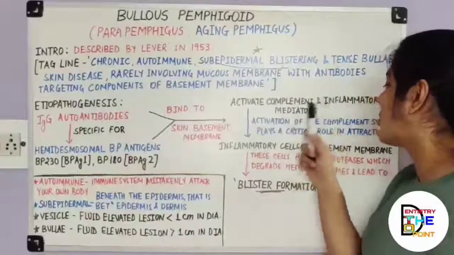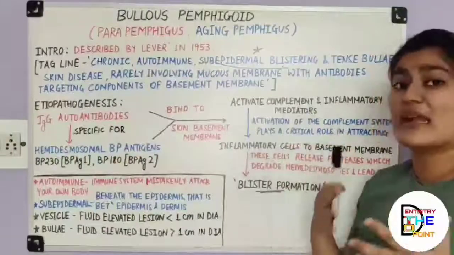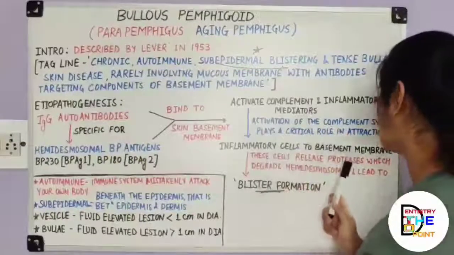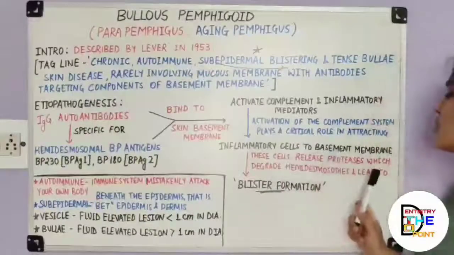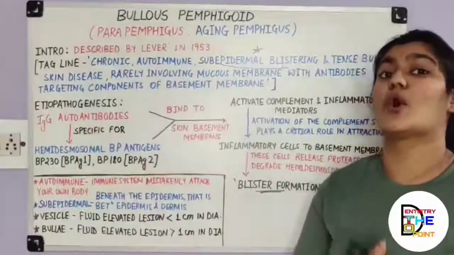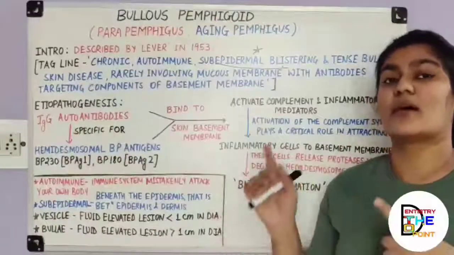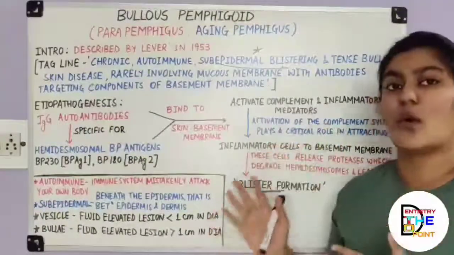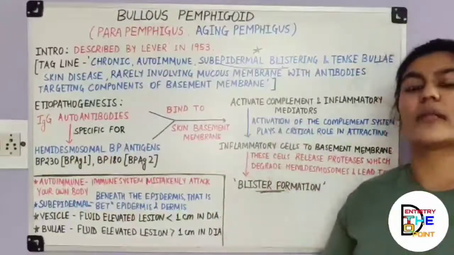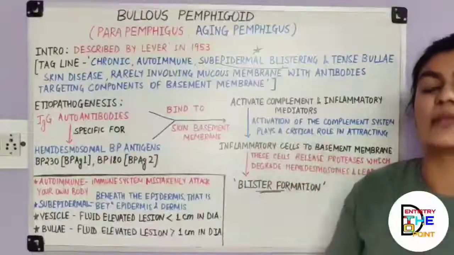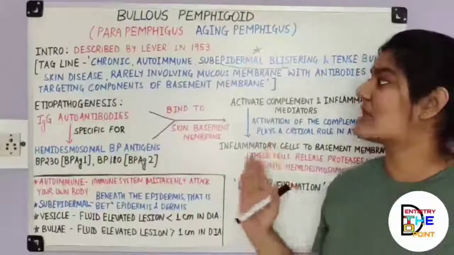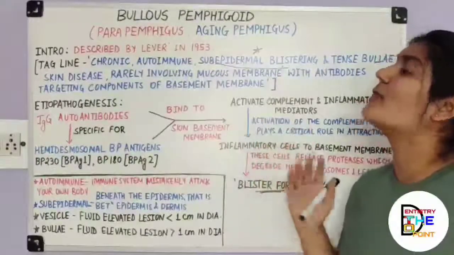The activation of the complement and the mediators plays a critical role in attracting inflammatory cells to the basement membrane, and these cells release proteases which degrade the hemidesmosomes and lead to blister formation. I would highly request again that you please watch the pemphigus video. There is a separate video for the etiopathogenesis, so it will be more clear from there. It's almost the same thing: autoantibodies develop, they attract inflammatory mediators to the basement membrane, and there the blistering occurs. It's almost the same, okay?